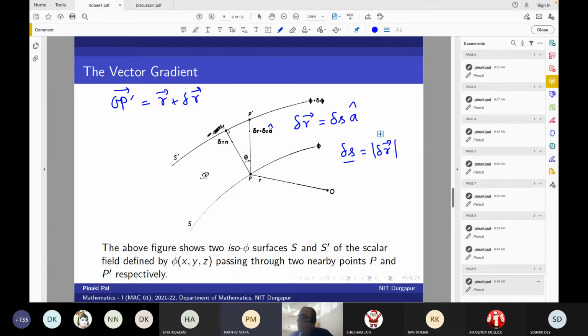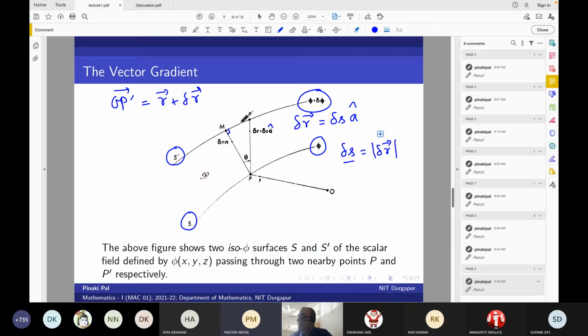And then through this point P dash, another level surface will pass which will not intersect the first one passing through P. Let us suppose the value of phi on that level surface is phi plus delta phi. So in the first level surface the value of the scalar function is phi, and in the second surface its value is phi plus delta phi. Let us call the first surface S and the second surface S dash. Now let us draw a normal from the point P to the level surface S dash.